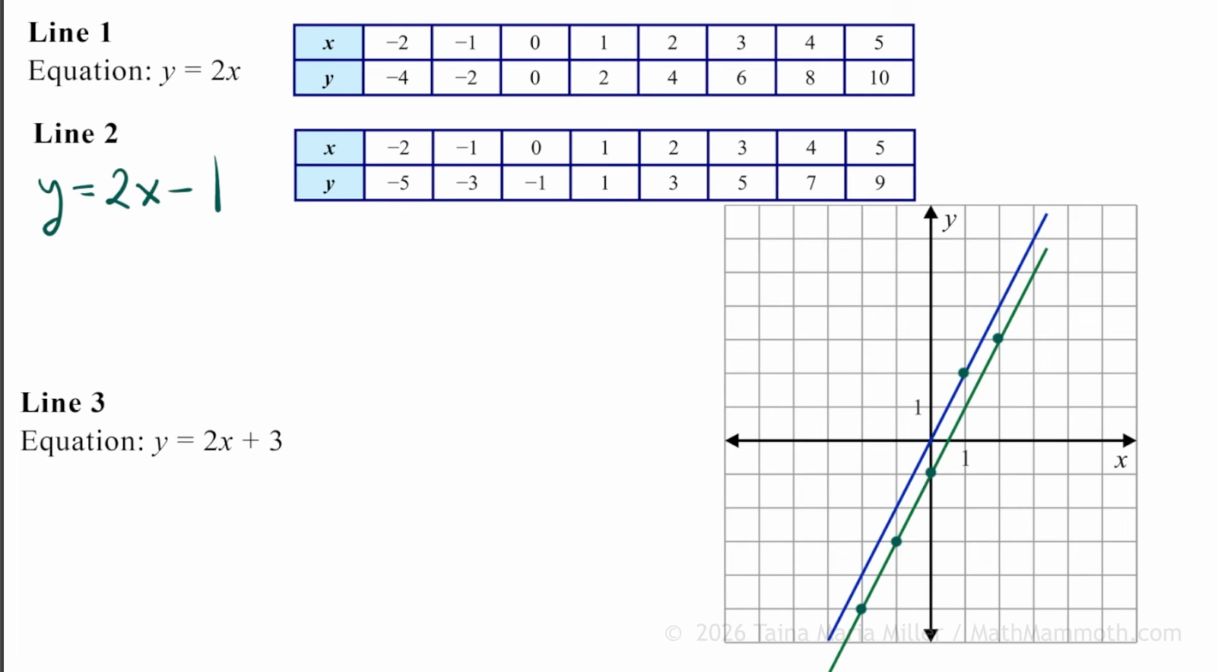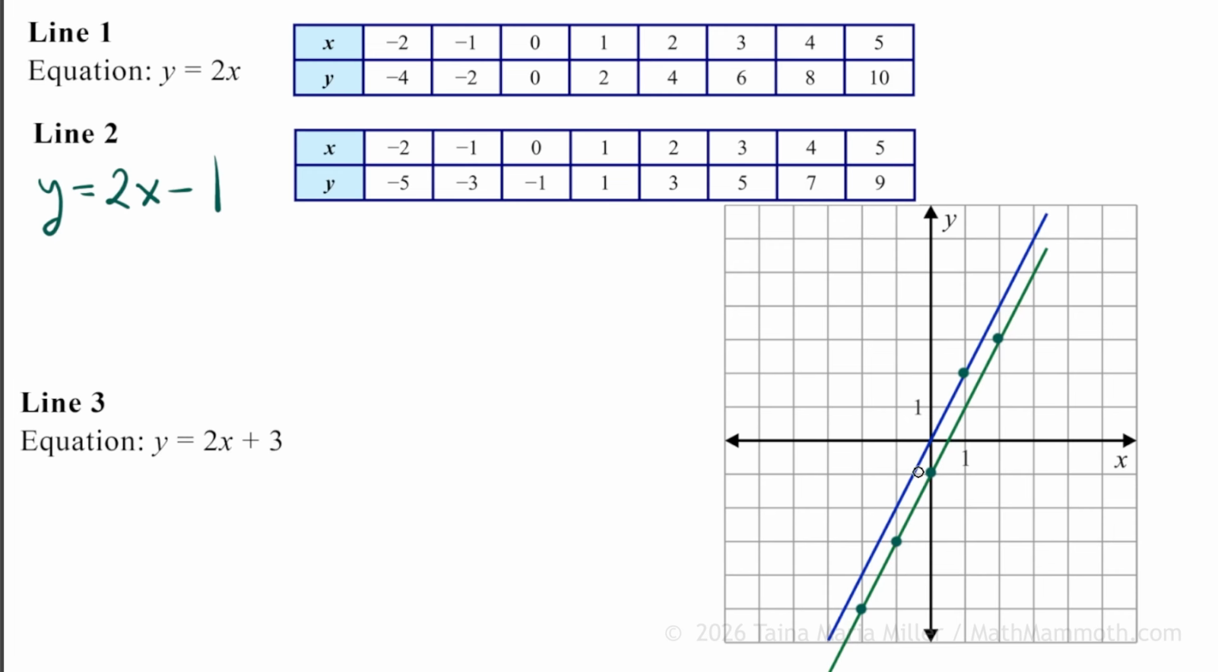Now what about line 3? Where do you think that will be in relation to these other two lines that we already drew? Its equation is y equals 2x plus 3. Notice it has the same slope, 2. Each one of these has the same slope, the same steepness. And that means they are then parallel lines. They are equally steep.